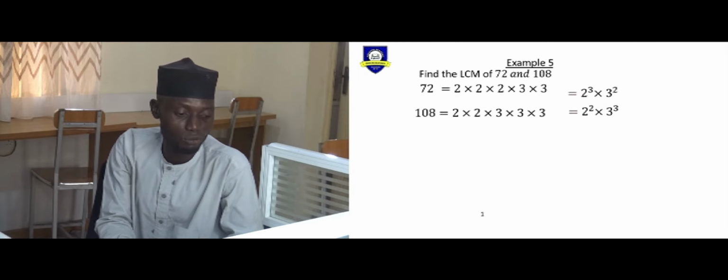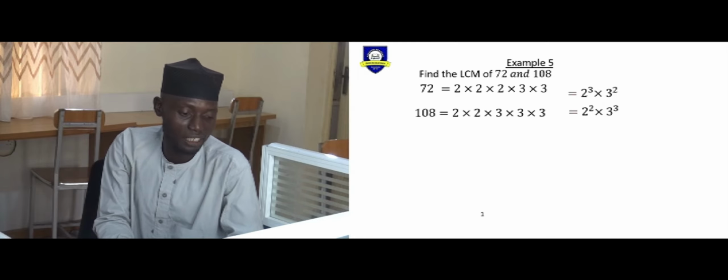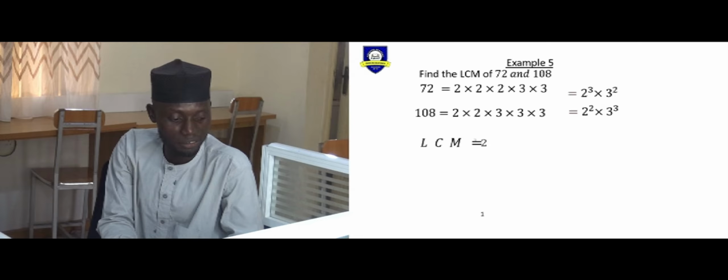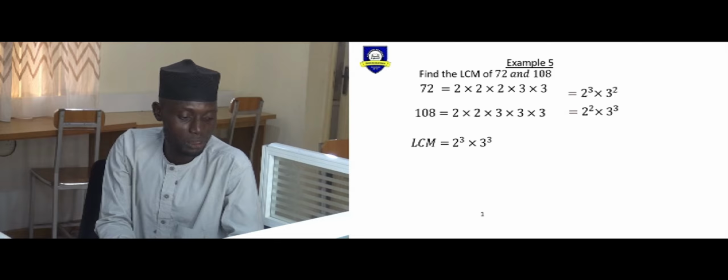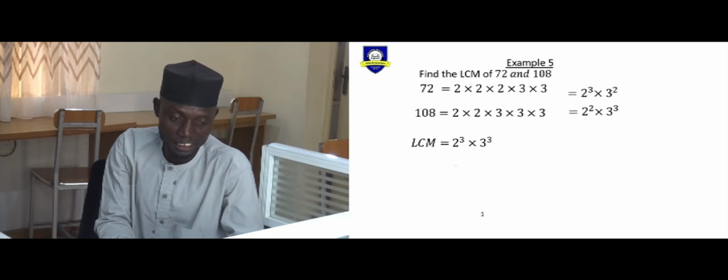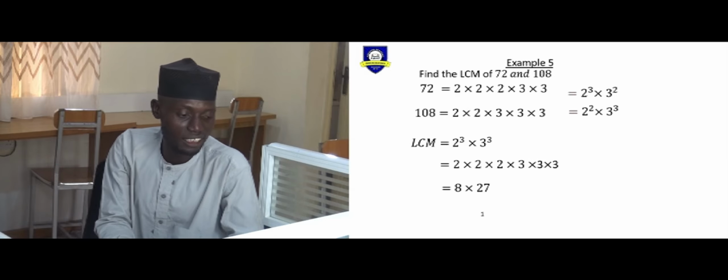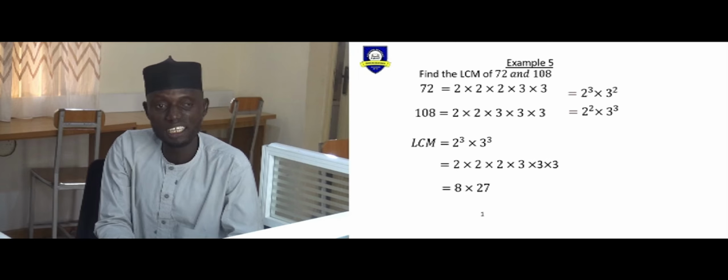The highest factor of 2 is 2 raised to the power 3, and the highest factor of 3 is 3 raised to the power 3. So 2 raised to the power 3 is 2 times 2 times 2, and 3 raised to the power 3 is 3 times 3 times 3. 2 times 2 times 2 gives 8, 3 times 3 times 3 gives 27. Multiplying these two out, 8 times 27 gives us 216. Next, we move into commercial mathematics.